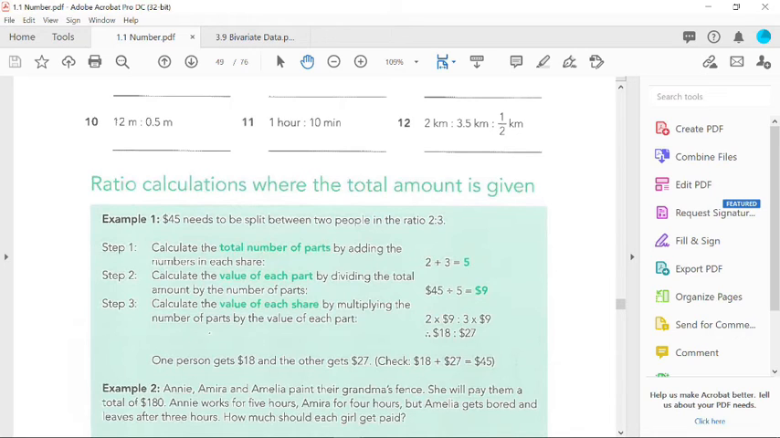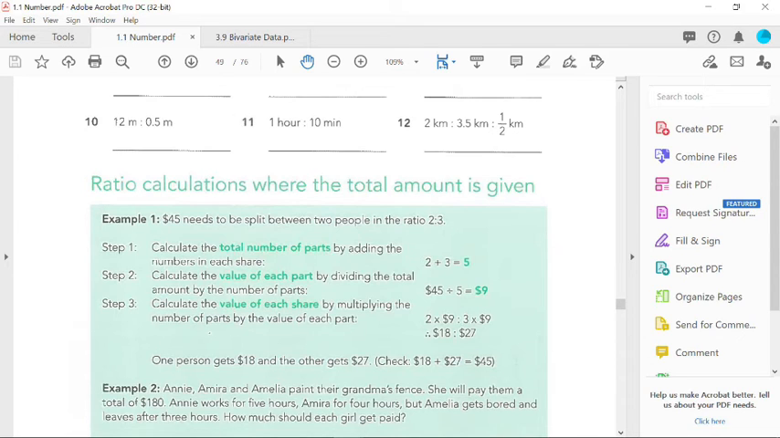So first, calculate the total number of parts by adding the numbers in each share. Well, if one gets 2 and the other gets 3, 2 and 3, of course, combine to make 5, right? Then we're going to calculate the value of each part by dividing the total amount by the number of parts. So we were dividing $45 into 5 equal parts. So 45 divided by 5 is 9.